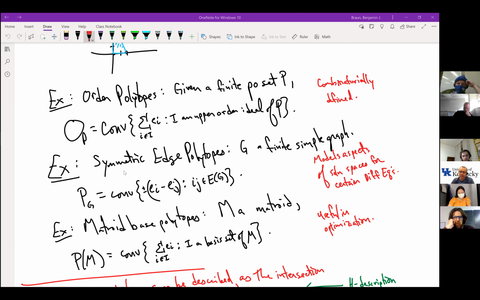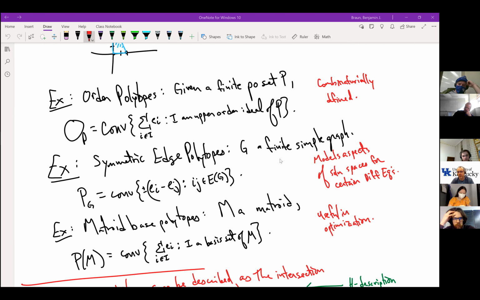A second example, attached to a finite simple graph G, are symmetric edge polytopes. P sub G is the convex hull of e_i minus e_j and its negative for each edge ij in the edge set. It's an edge polytope because the edges of G control which points are the vertices, and it's symmetric because you're taking the positive and the negative. So this is a centrally symmetric polytope.